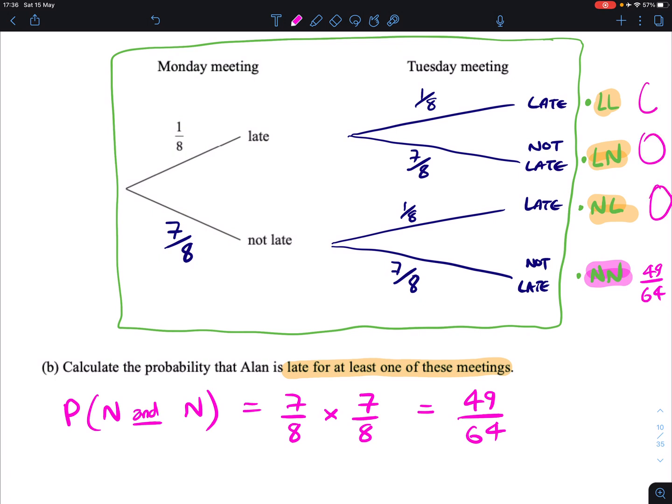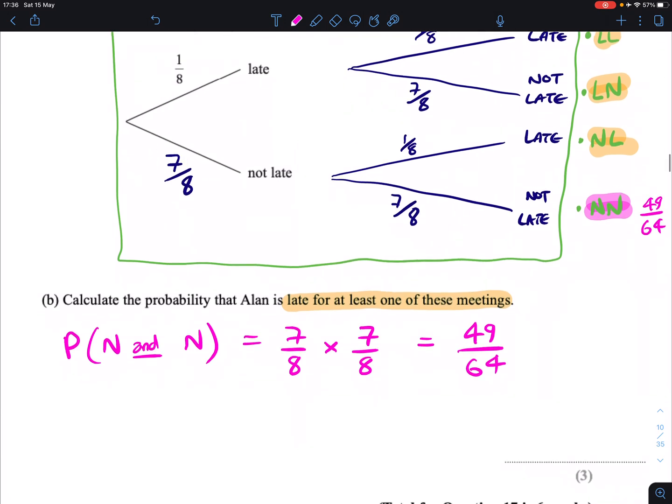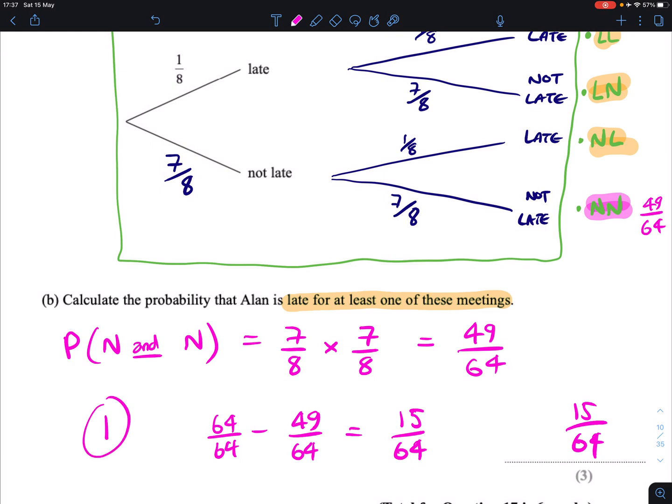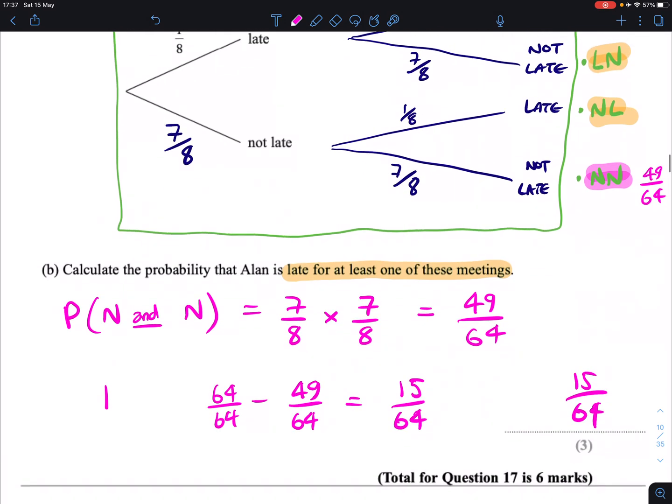Now the remaining 3 have to add up to 1. So I do 1, which is the same as 64 over 64, minus 49 over 64, which gives us 15 out of 64. Old habits, I'm writing this as that just so I can do it without a calculator, but of course if you just put it in your calculator, it'll be fine. And that's it, done.